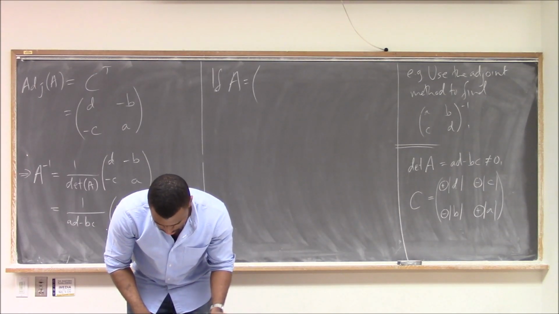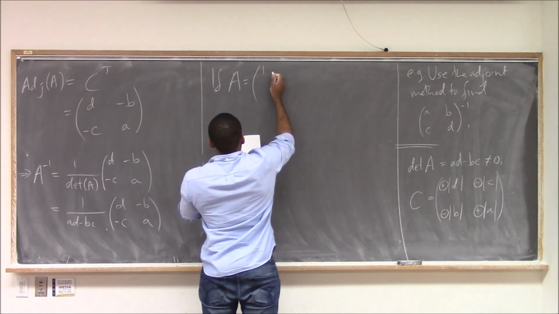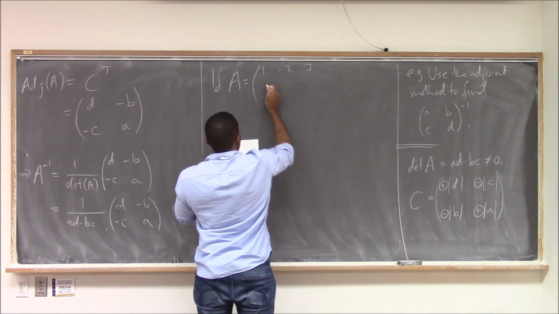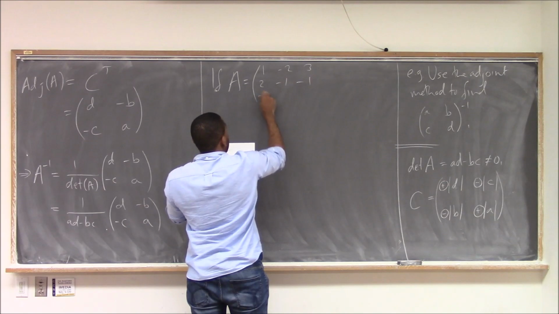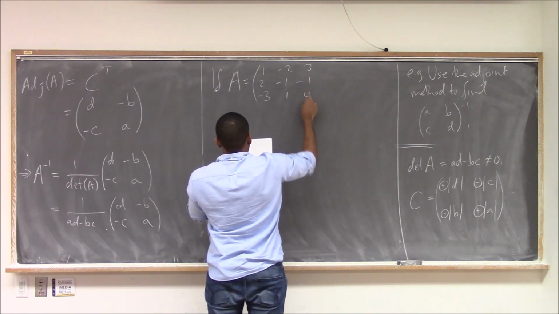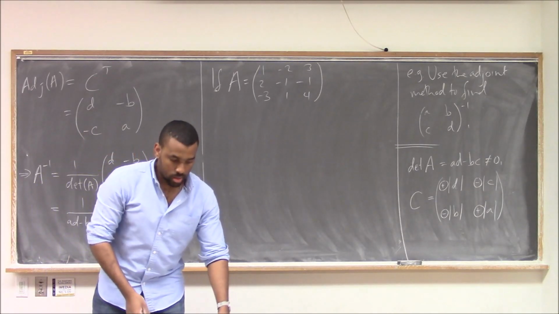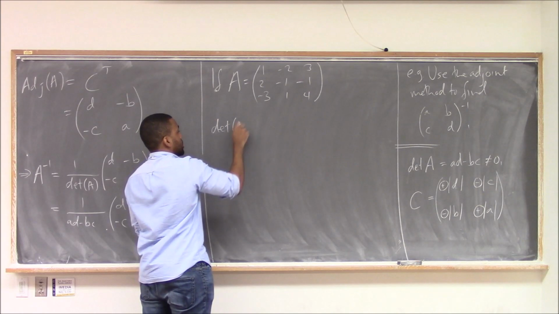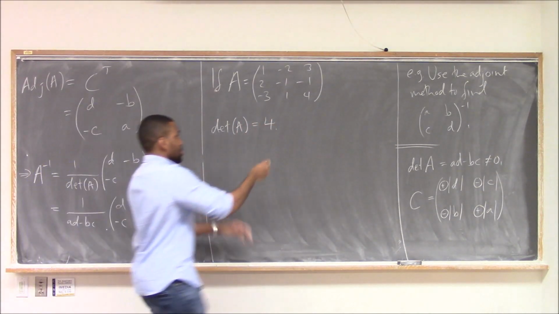And we'll do the food network version again. So, A is 1, minus 2, 3. B is 2, minus 1, minus 1. C is minus 3, 1, 4. And here's what you would do. First, find the determinant. That's actually going to be 4, previously found.